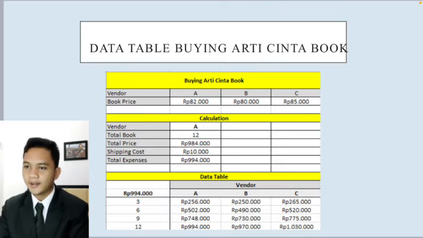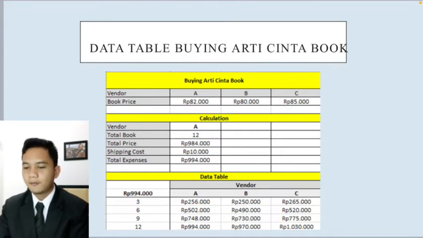The book price from vendor A is 82,000 rupiah, from vendor B 80,000 rupiah, and from vendor C 85,000 rupiah. Next, we have to choose the vendor who sells the book at the lowest price. In this situation, we want to buy 12 Arti Cinta books, so we must compare the price from the 3 vendors.